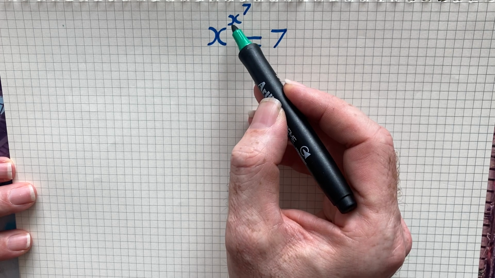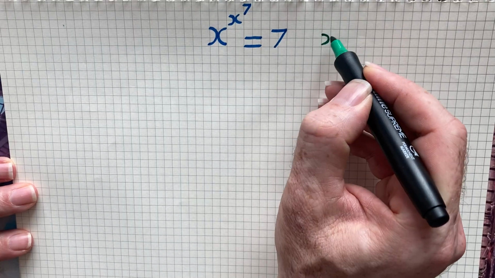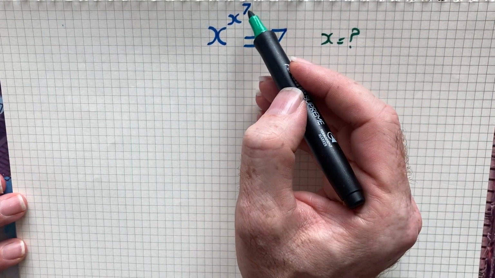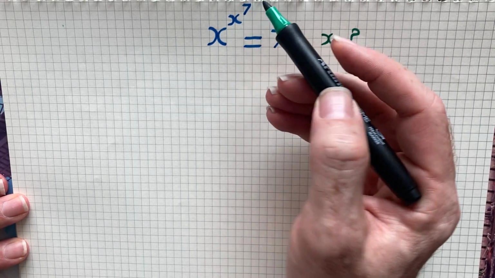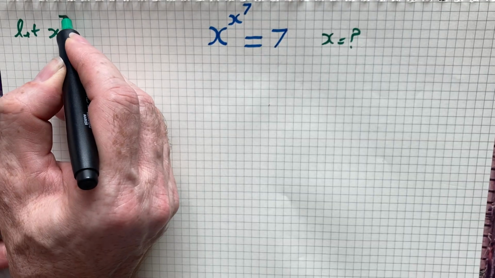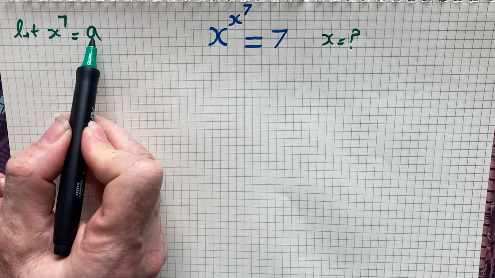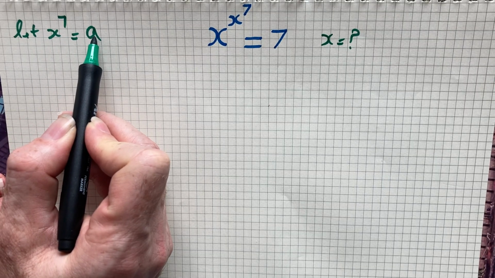We are given x raised to x to the power of 7 equals 7. We are gonna find the value of x. Alright, to start the solution, I'm gonna work on this part, which means x raised to the power of 7. Let this x raised to the power of 7 equal a. So we have a new equation.